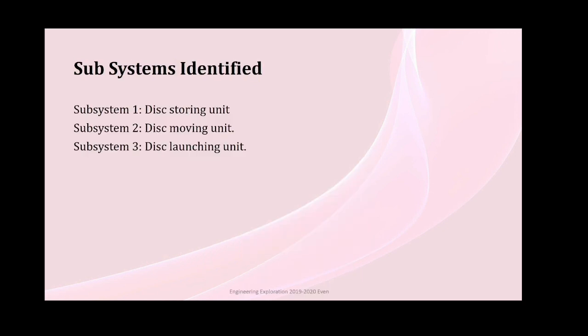We have 3 subsystems identified. The first subsystem is the disk storing unit where the disks are stored. The second subsystem is the disk moving unit where the disk moves inside the machine. And the third subsystem is the disk launching unit where the disk launches itself after the moving unit.